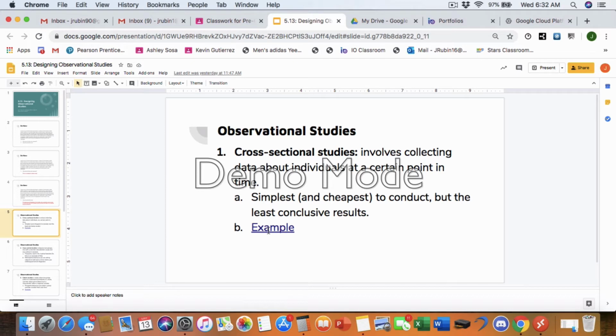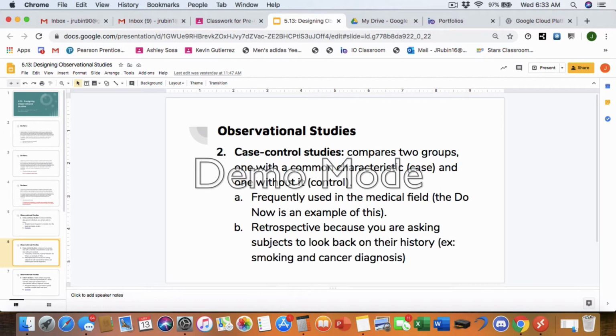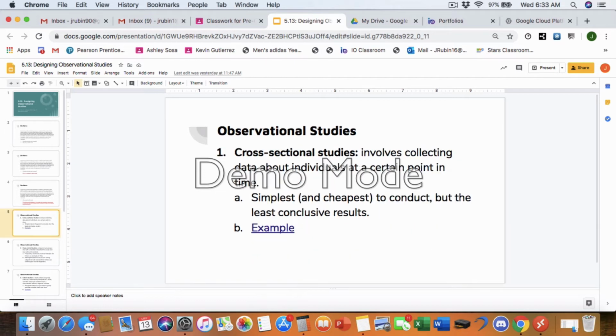This is just a review from Monday, but just so we're aware, there are three main types of observational studies. A question that came up was, are there more types? Yes, because within each of these three categories, there are specialized types. For instance, there are specific types of cross-sectional studies solely for the medical field, or a case control study that is solely for economics. But for our class, we are going to focus on just these three big main ones.